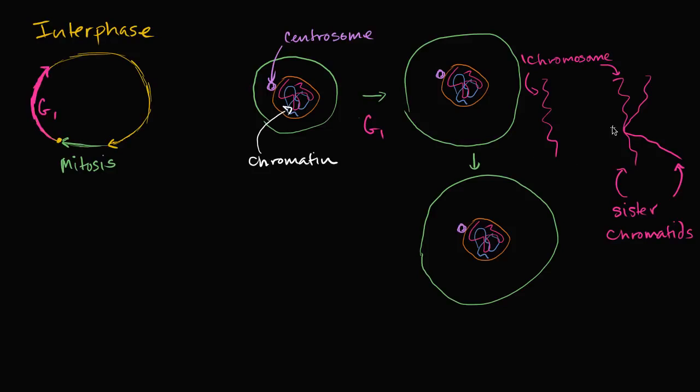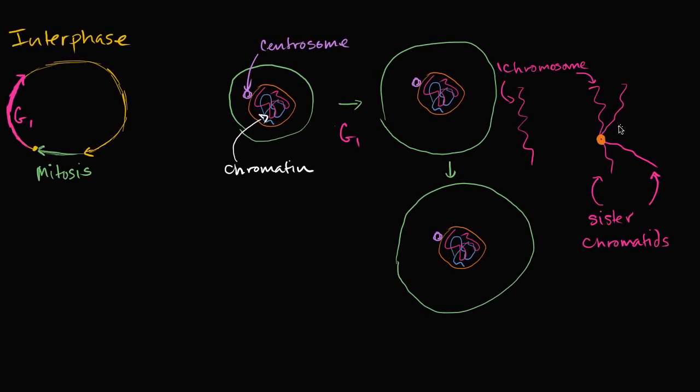Now, you might be wondering, is there a word for this place where these two sister chromatids are connected? And the answer is yes, there is a word, and that word is centromere, not to be confused with centrosome. So let me give myself some space here. That right over here is a centromere. So we had this magenta chromosome right over here, and now it replicates. It's still one chromosome, although it has twice the genetic material right now. You have these two sister chromatids connected at the centromere right over there.